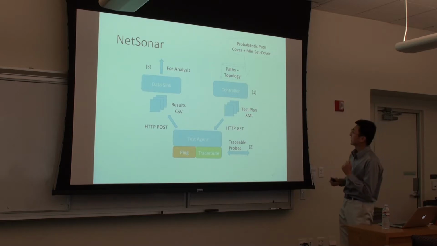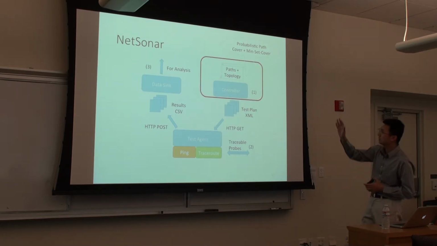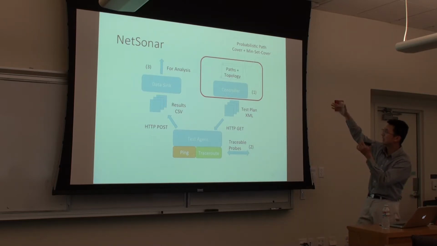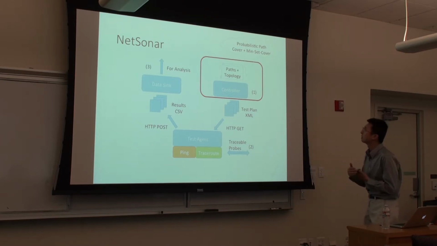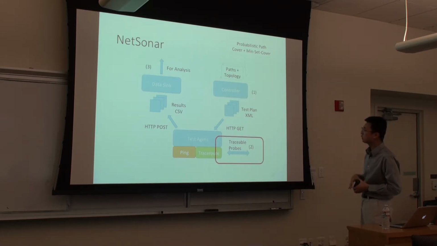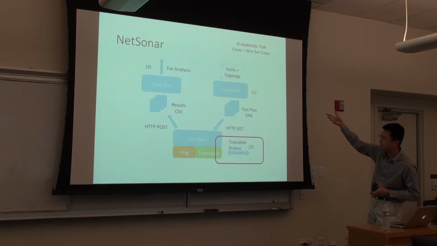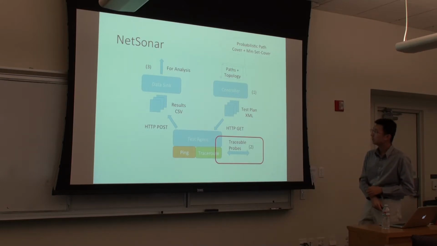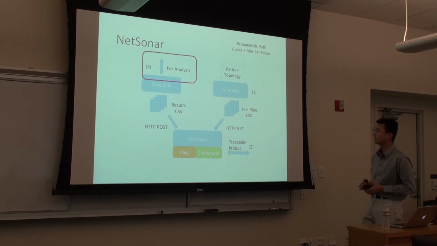So again, let's put everything together. As usual, NetSonar has 3 major components: controller, test agent, and data sync. The controller just collects all the data plane information, paths and topology, and it does this probabilistic path cover, as well as min-set cover. We study the min-set cover because 2 paths may go through the same link, and there's redundancy here. And then test agents just download the test plan generated by the controller and execute these test plans using the ping and traceroute. And then the results are uploaded to the data sync for analysis eventually, also using HTTP.